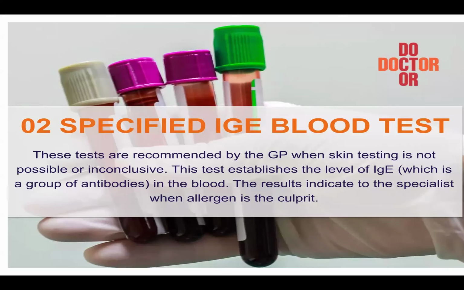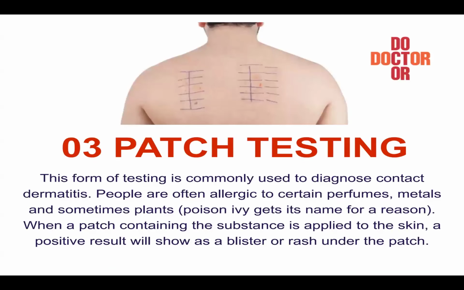Say the skin prick test is not possible. Then they will establish the level of IgE in the blood. These results indicate to specialists when an allergen is the culprit. So you are not able to go ahead. And next we have a patch test. Patch test means what? This form is commonly used to diagnose contact dermatitis.